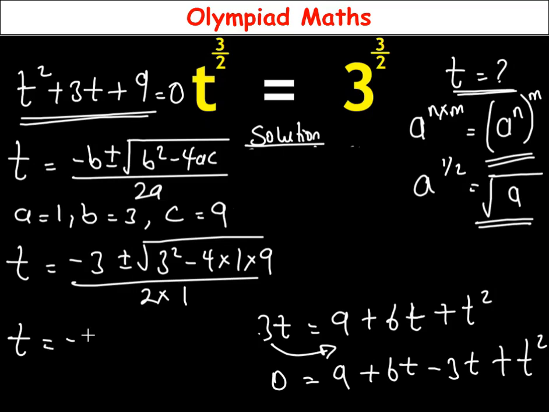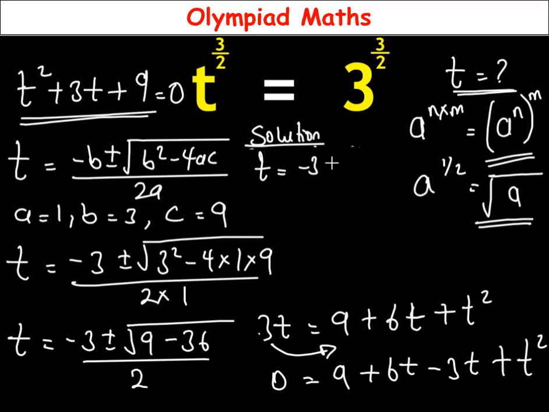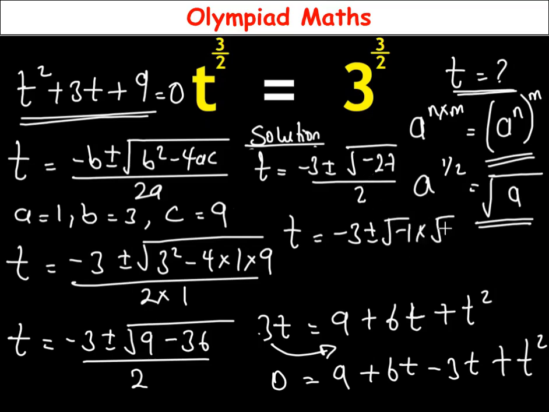So t is then equal to minus 3 plus or minus square root of 3 squared is 9, minus 4 times 1 times 9 is 36, all over 2 times 1 is 2. From here, t is equal to minus 3 plus or minus square root of 9 minus 36 is equal to minus 27, all over 2. From here, t is equal to minus 3 plus or minus, this can be written as square root of minus 1 times square root of 27, all over 2.